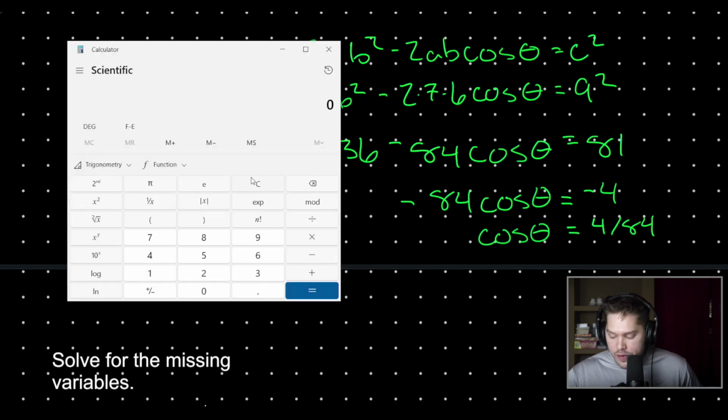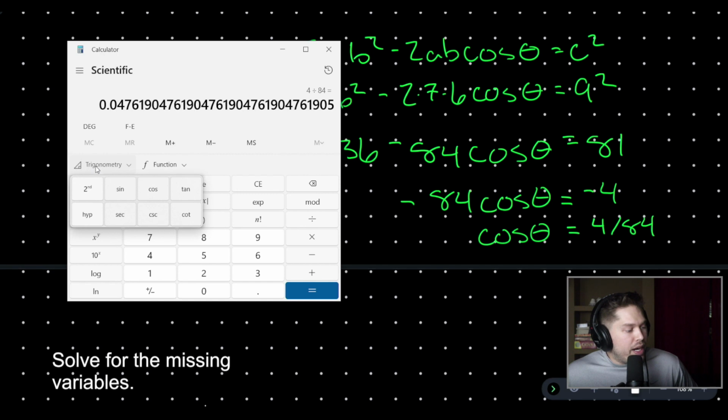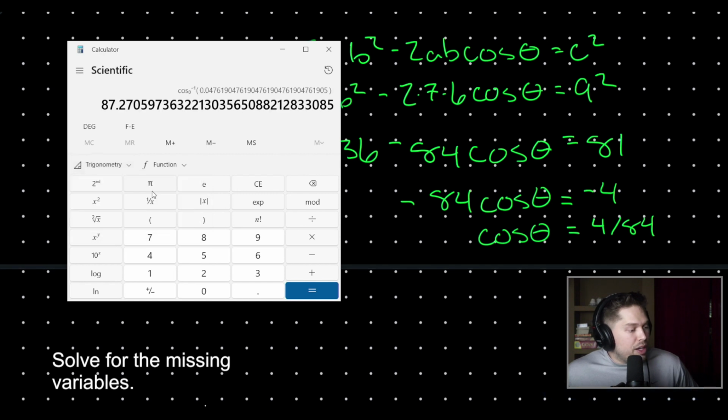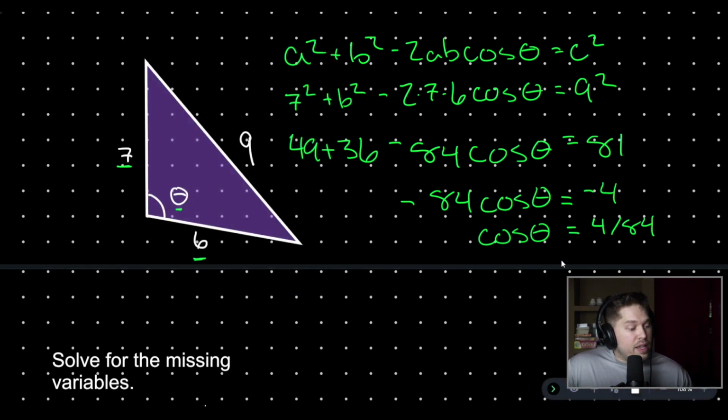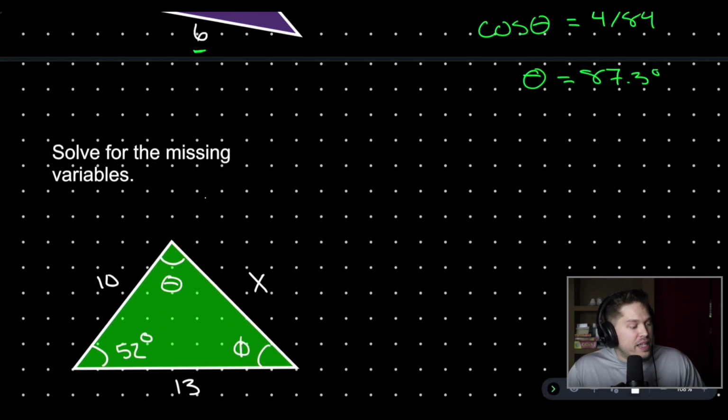Clear it out. We have 4 divided by 84. That's this value. Now we're going to apply the inverse cosine and get 87.3 whenever we round. So theta is equal to 87.3 degrees. Excellent, excellent. So there is how we can solve for both side lengths and an angle.